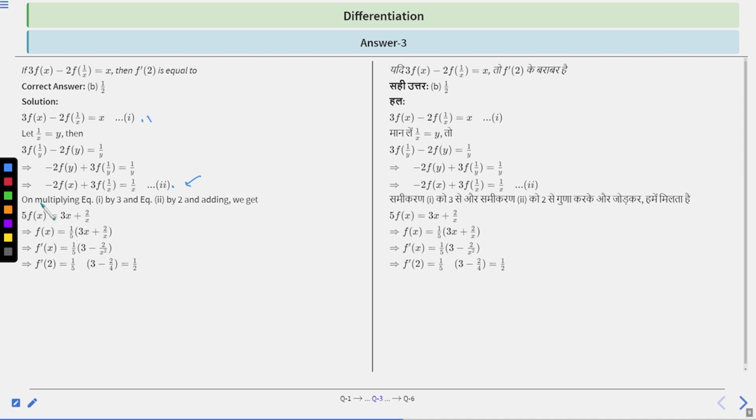We will get 5f(x) is equal to 3x plus 2 by x, right? So f(x) will be 1 by 5 into 3x plus 2 by x, in terms of x. So f dash x will be 1 by 5 into 3 minus 2 by x square, right? So f dash 2 is equal to 1 by 5 into 3 minus 2 by 4, which is equal to 1 by 2. Clear?